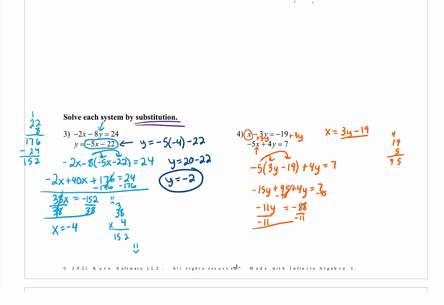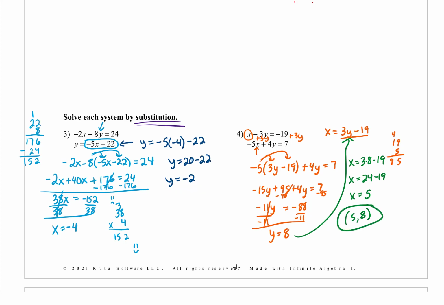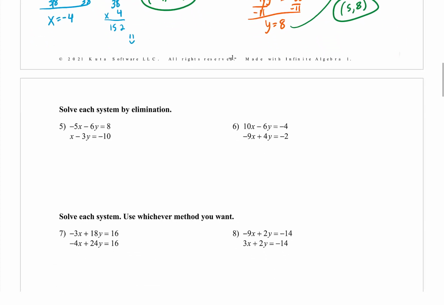So divide by negative 11, and we get a positive 8. Now we take that and plug it back in, and the easiest place to do that is right there. So x equals 3 times 8 minus 19. So that would be 24 minus 19. And that's 5. So 5 comma 8. And that's where I realized, hey, I should have put that in parentheses. So that is the appropriate way to put our answers, is in parentheses.